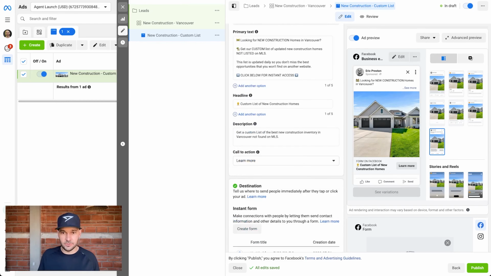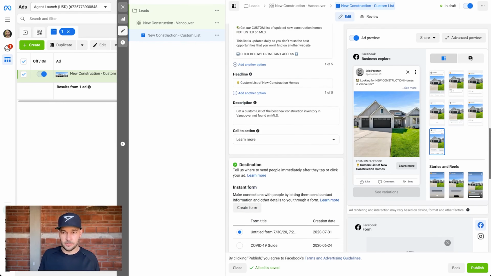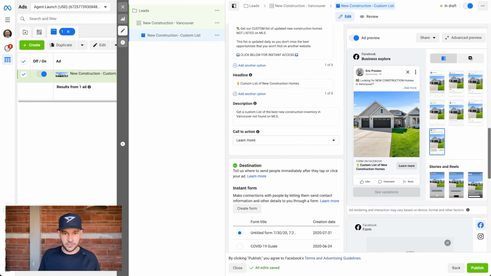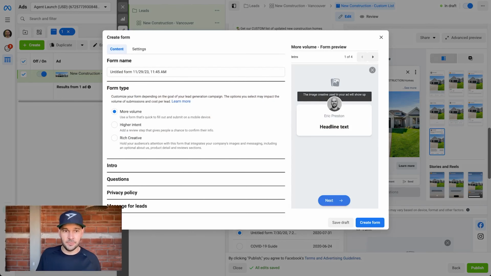So, custom list of new construction homes, super simple. Now, basically what you're going to do down here is create your form. This is where it gets tricky, but there are a couple of options here. In this form, I'd say something like new construction, Vancouver.